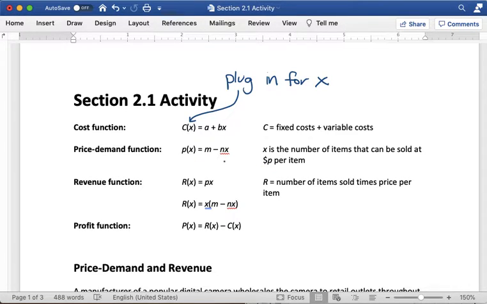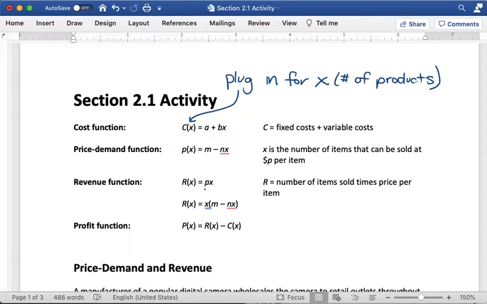So for the price demand function, we plug in x, which is number of products. So I'll make a note of that. And the price demand function, what comes out of that is the price, or the y variable, in other words, is the price. Our revenue function, we also talked about earlier, is price times the number of products. Number of items sold times price per item.